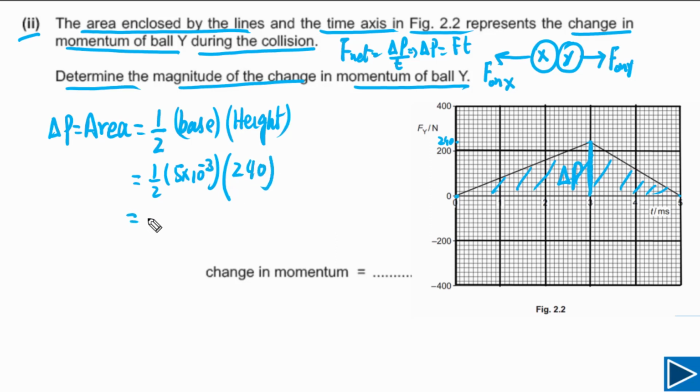Now if we simply calculate, our final answer will be 0.60 newton seconds. So our final answer is, in this case, change in momentum is 0.60 Newton seconds. And this question has 2 marks, and the first mark is for this one. If you plug in the right values, you will get the C mark. And the second mark is the answer mark. If you got the right answer, you will get 2 marks.